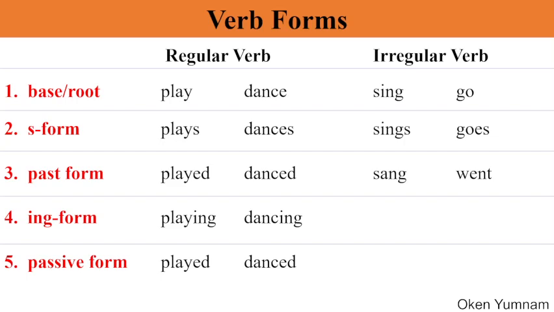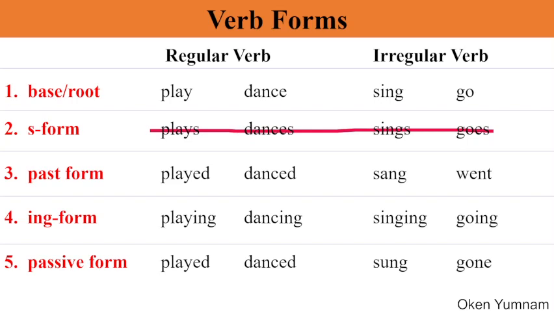Again, ing form is the same for regular and irregular, so we add ing: singing and going. But again, look carefully at the last form, past participle or the passive form. Instead of adding ed, it becomes sung and gone. So for irregular verbs, this S form and ing form is similar to the regulars, but the past form and the passive form, we cannot predict it, we have to learn it by rote.